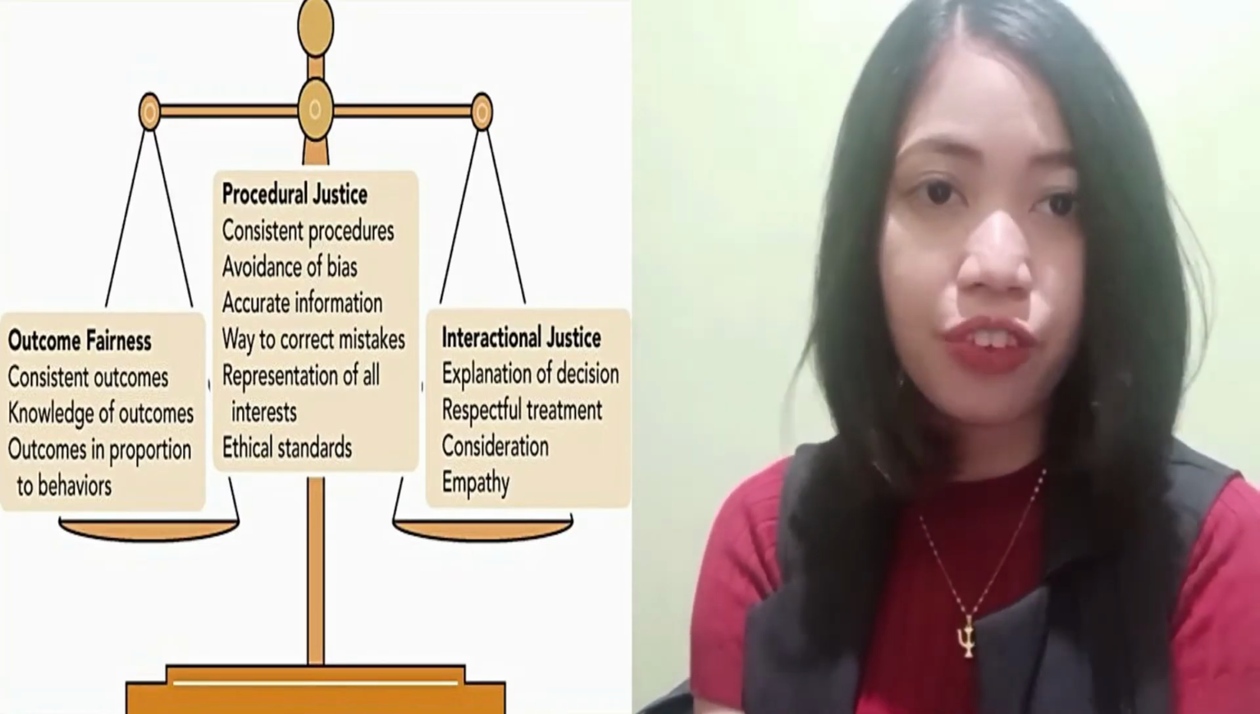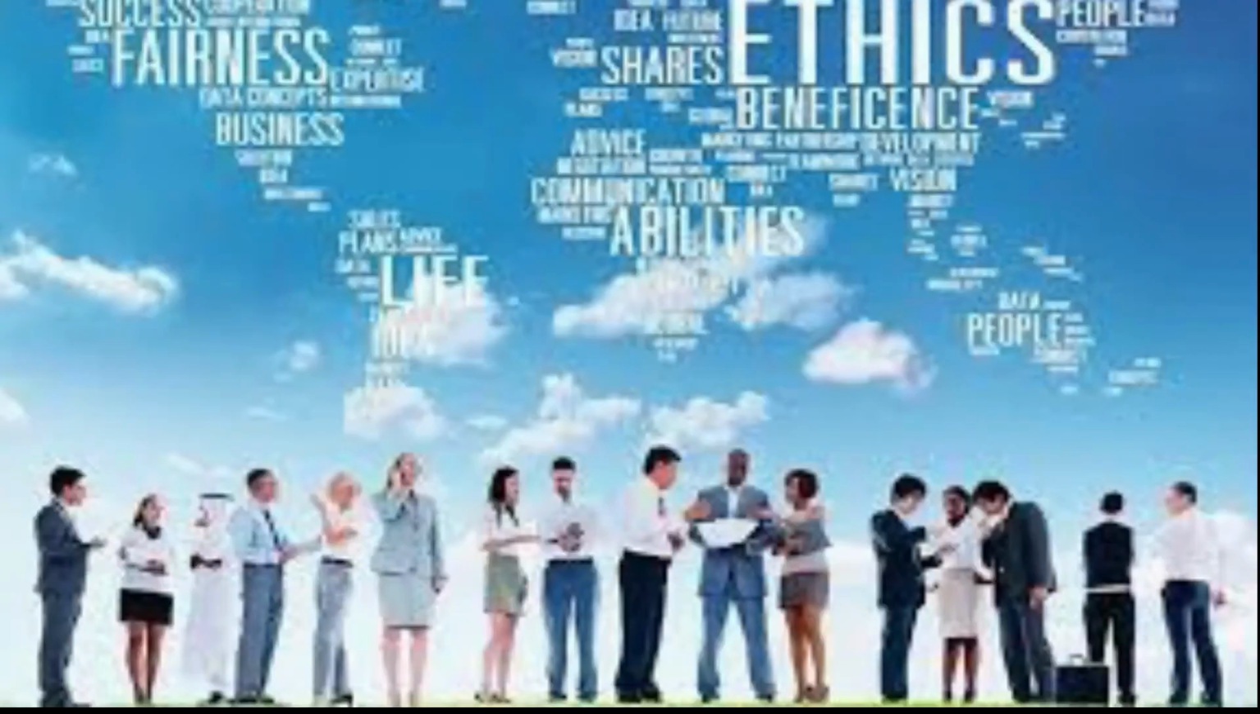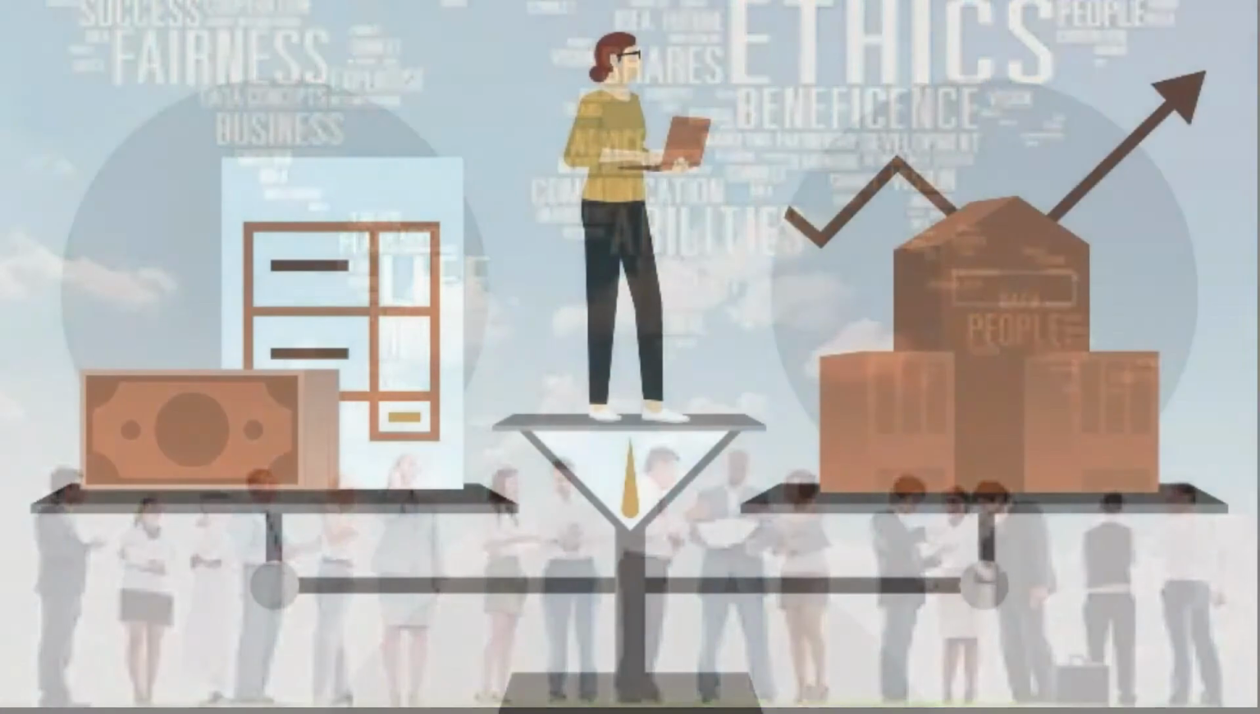First, we get to outcome fairness. Outcome fairness depends on employees' judgment that the consequences of a decision are just. A consequence should be consistent with that of others. Second, they need to know what to expect by clearly communicating policies regarding consequences of inappropriate behavior. And lastly, outcomes should be proportionate to behavior. For example, terminating an employee on his or her first time of being late would seem very out of proportion to the offense.